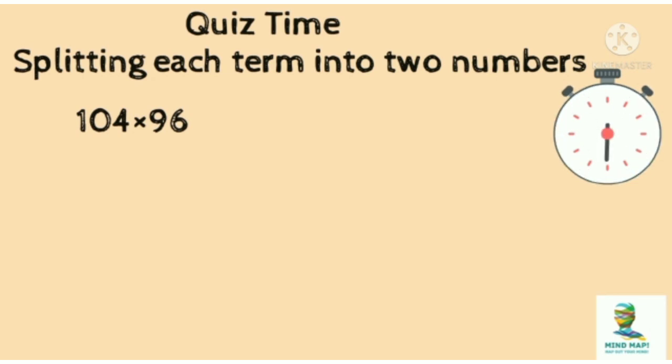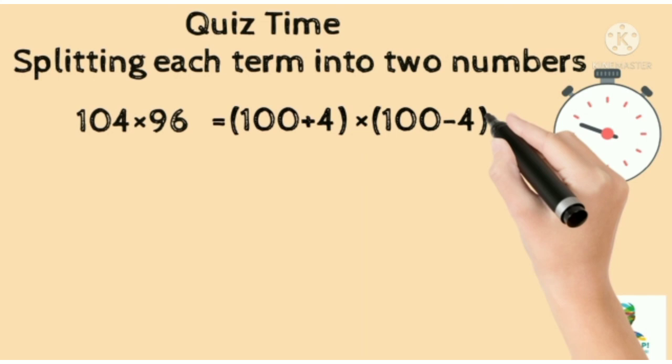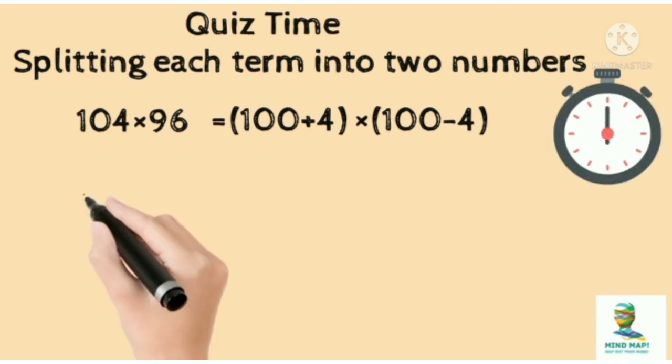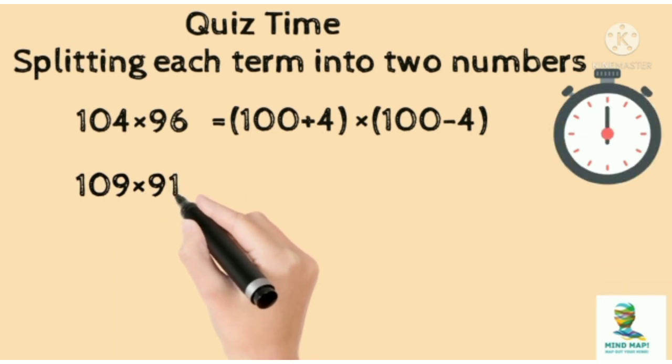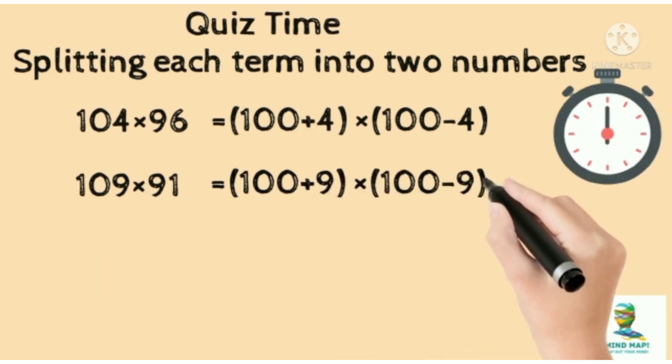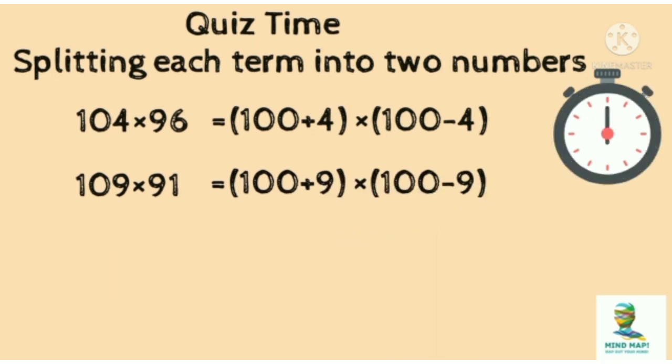Let's see some questions where we need to split each number into two. I have the first question, 104 into 96. In order to get 104, I should add plus 4 to 100. And to get 96, I should subtract 4 from 100. Next I have 109 into 91. To get 109, I should add plus 9. And to get 91, I should subtract 9.